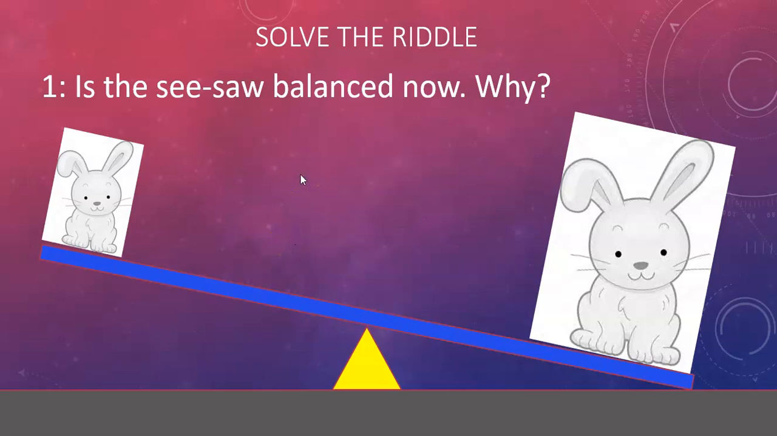Is this seesaw balanced? No, obviously not. This big massive bunny rabbit on the right hand side is heavier, so his side has gone down to the ground. And because this little bunny rabbit is lighter, his side has risen up.